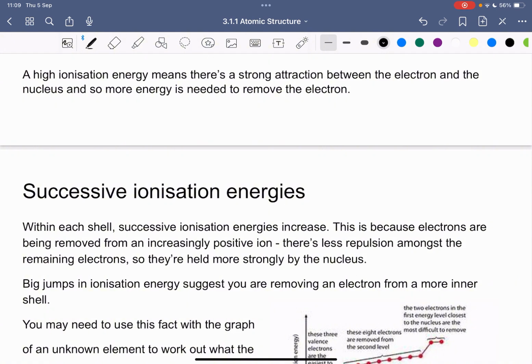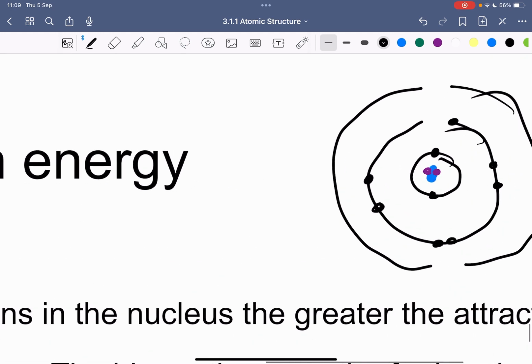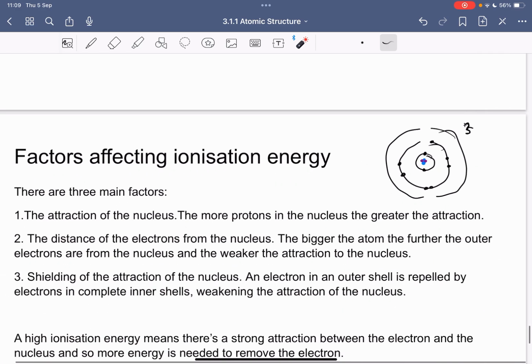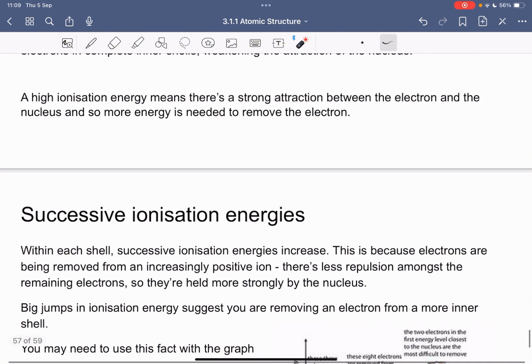Also, there's less repulsion amongst the remaining electrons, because there's less shielding, right? Since there's fewer electrons on the inside, there's less shielding. So that makes it harder to remove, which means the ionization energy increases. Because remember, the ionization energy is the energy needed to remove the electron, essentially.